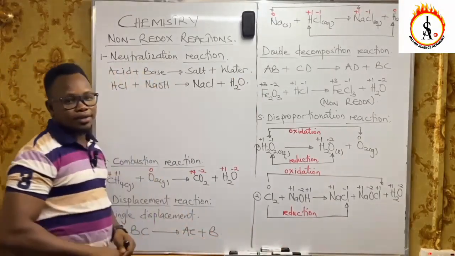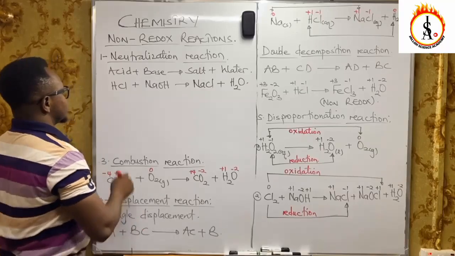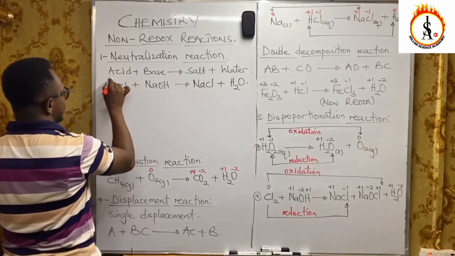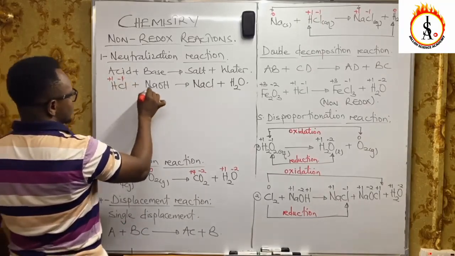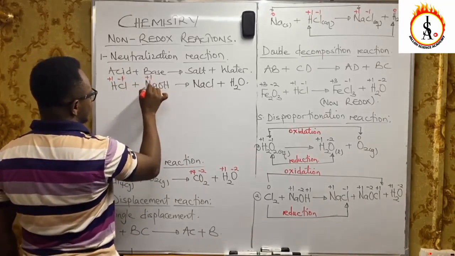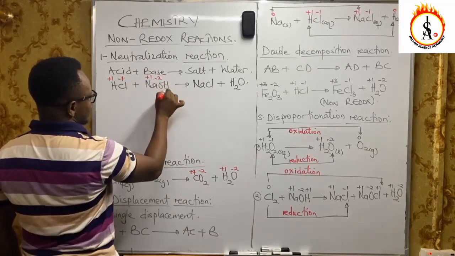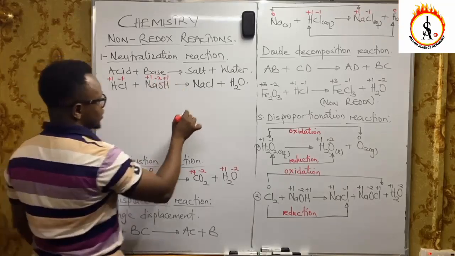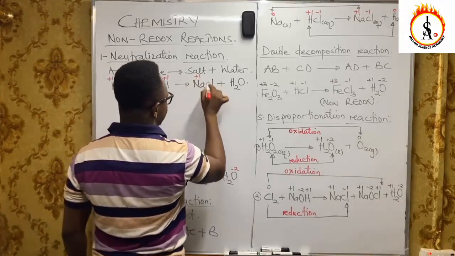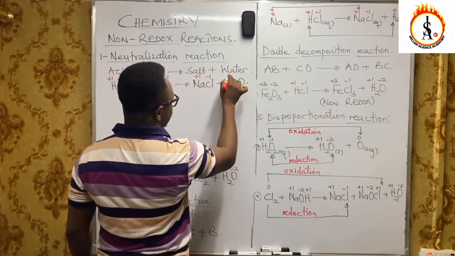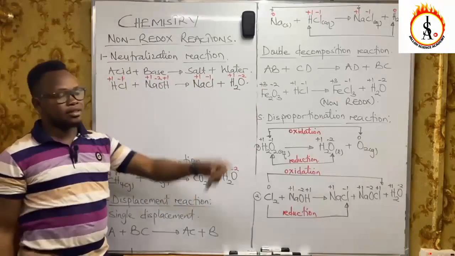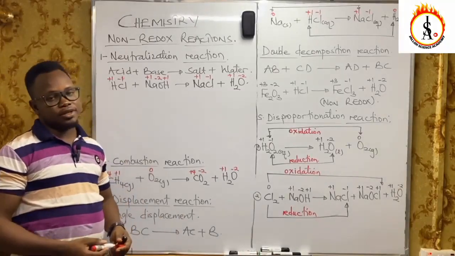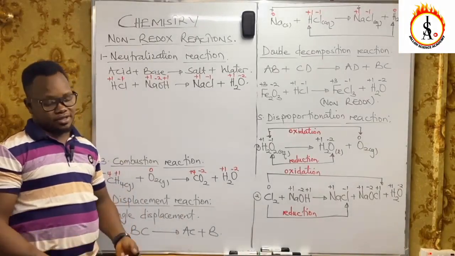Now let's assign oxidation numbers. The oxidation number of hydrogen here is plus one, chlorine minus one, sodium plus one, oxygen minus two, hydrogen plus one, sodium plus one, chlorine minus one, hydrogen plus one, and oxygen minus two. So you discover here that there is no change in the oxidation numbers of the species.